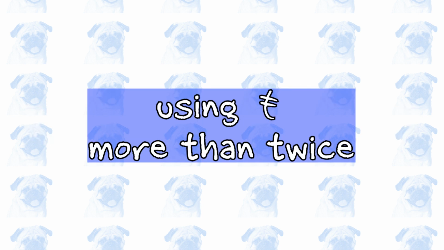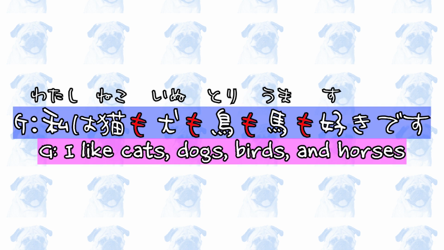The particle も can be used more than twice in a single sentence. G. 私は猫も犬も鳥も馬も好きです。I like cats, dogs, birds, and horses. So this was the basic meaning of the particle も. In the next few episodes, you will learn other uses of the particle.